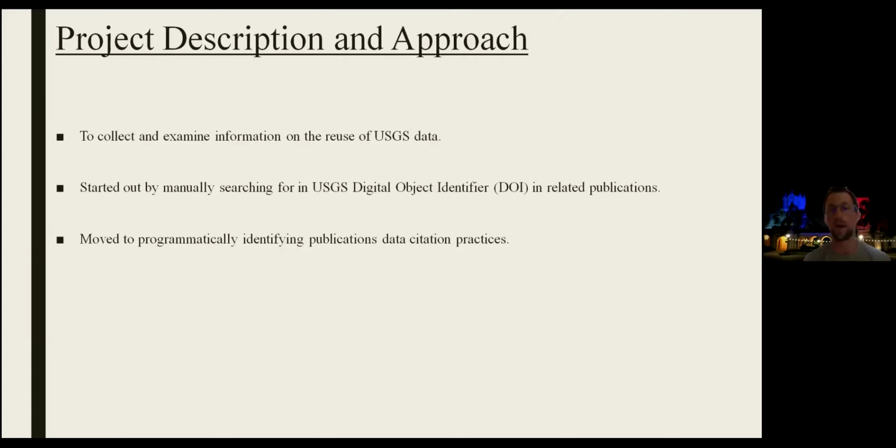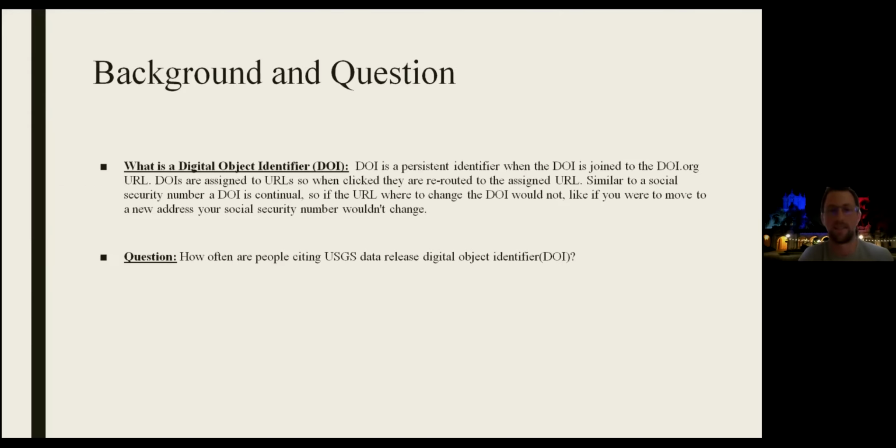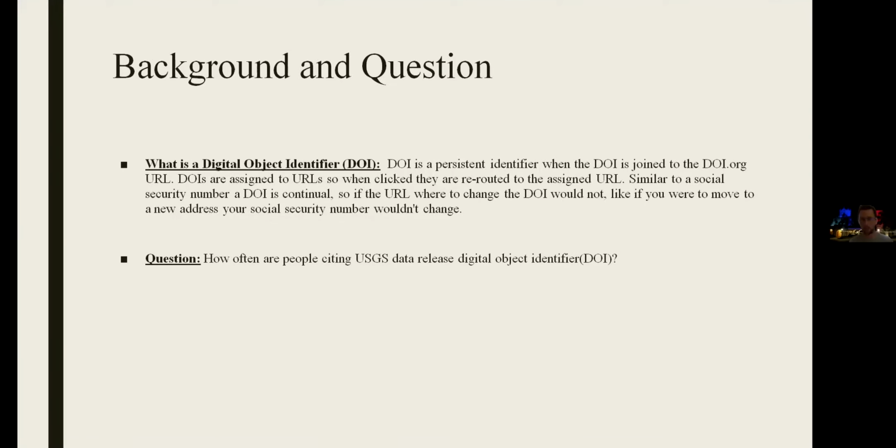So this moved into programmatically identifying the publications' data citation practices. It leads to the question of what a digital object identifier is. A DOI is a persistent identifier, and when it is joined with a URL, it becomes clickable, and once clicked it will reroute you to the assigned URL. It's like your social security number: if you were to move addresses, your social security number would not change. Much like a DOI, if the URL were to change, you'd still be able to find the DOI.